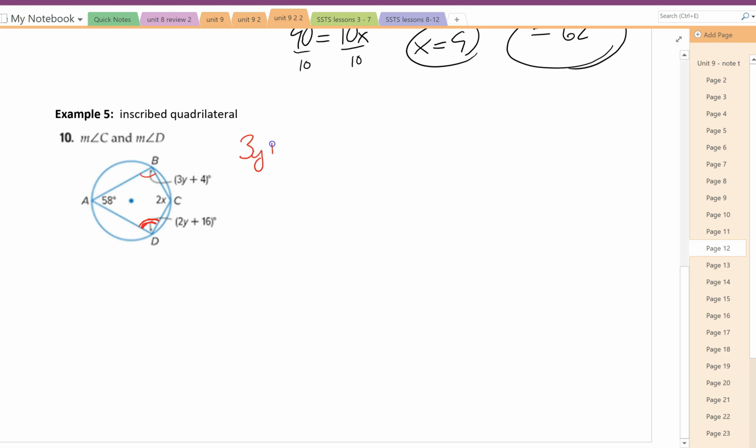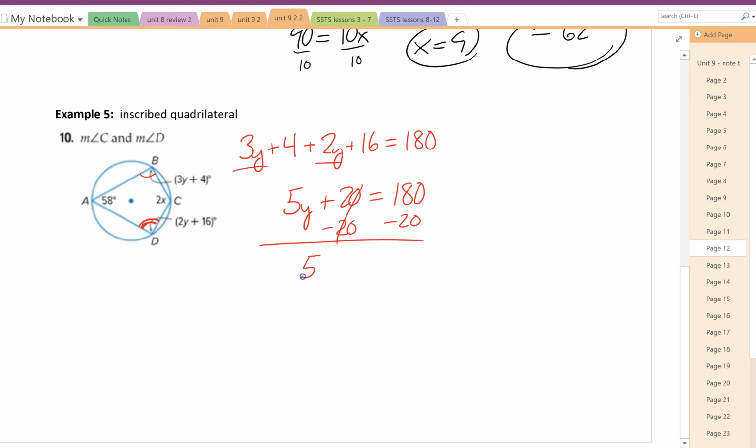So I would say 3y plus 4 plus 2y plus 16, right? Both angles added together have to equal 180. When I go through and combine my y terms, I would get a 5y. If I combine my constant terms, I would get a 20. Subtract 20 from both sides. 5y is equal to 160. Divide both sides by 5. And y ends up being equal to 32.